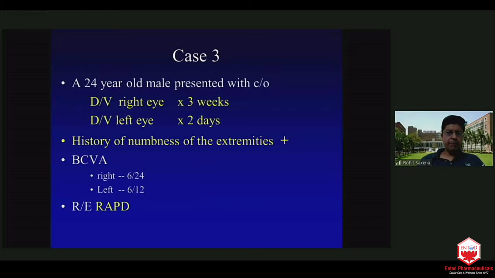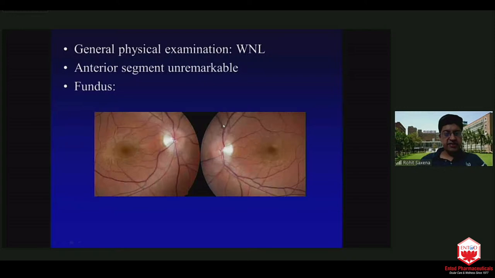A 24-year-old male presented to us with diminution of vision, right eye 3 weeks, left eye 2 days. He had a history of numbness of the extremities. Vision was subnormal, 6/24 and 6/12. Right eye had a mild relative afferent pupillary defect. These were the fields. Rest, everything was unremarkable.